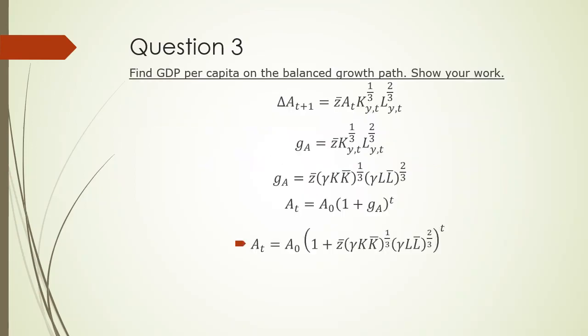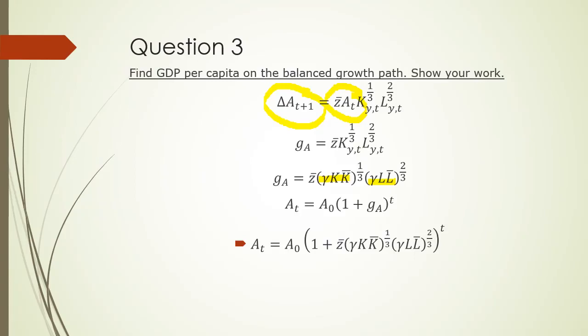So the first line is given to us, and in order to get to the second line, we will be doing the change in A in the period t plus 1 minus A at t. This will give us our growth rate of A, and this is important because we'll then be substituting in the information that we found out in the previous slide.